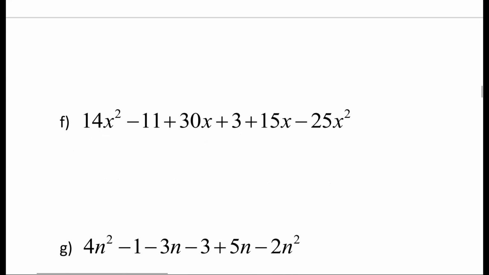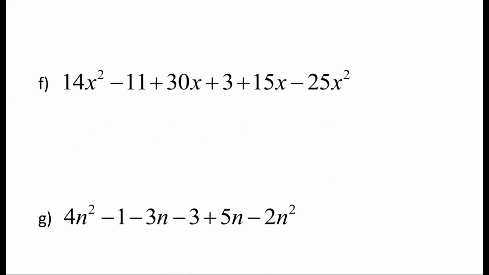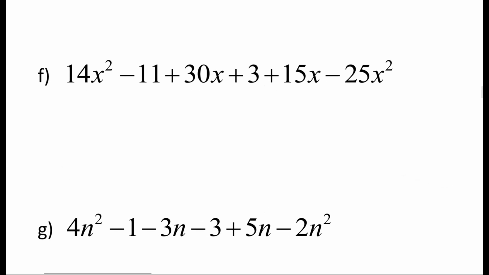Next, we're moving on to 14x squared subtract 11 plus 30x plus 3 plus 15x subtract 25. When we get into longer expressions like this, I like to use boxes, underlines, and circles to help me separate the different like terms. So what I'm going to start off with is the 14x squared. So that means I'm looking for any like term that has an x squared. And I'm just going to kind of box it underneath. So wherever I see an x squared, I'm going to box it.